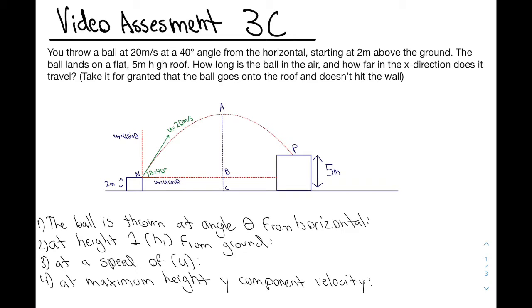The question asks: you throw a ball at 20 meters per second at a 40-degree angle from the horizontal, starting at 2 meters above the ground. The ball lands on a flat 5-meter-high roof. How long is the ball in the air, and how far in the x direction does it travel? Granted that the ball lands on the roof and doesn't hit the wall.